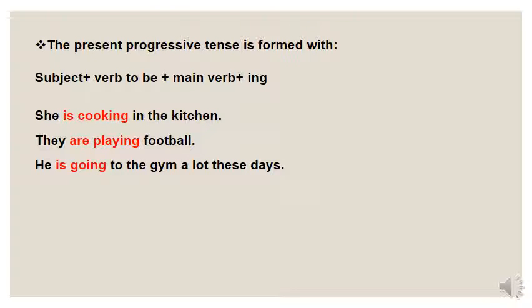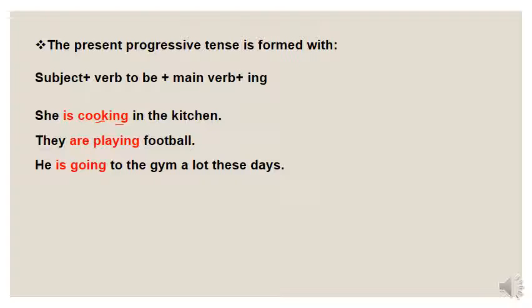Now we move to the form of the present progressive tense. The present progressive tense is formed with a subject, meaning the doer of the action, the verb to be, am, is, or are, and the main verb plus ing. Let's look at the examples here. She is the subject, is the helping verb or the verb to be, cook is the main verb, and then ing. So, she is cooking in the kitchen.